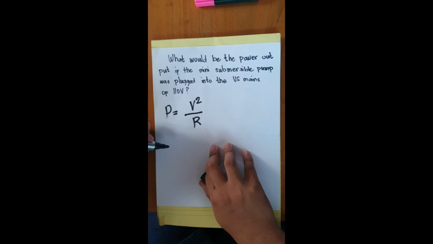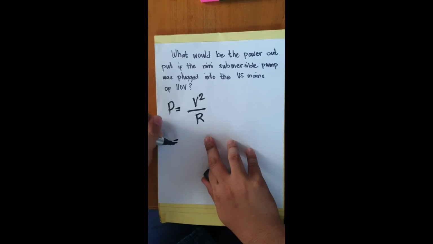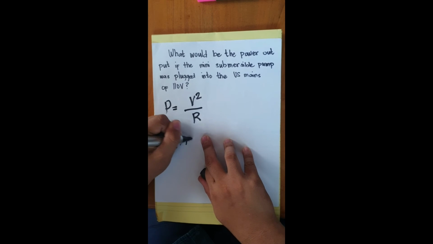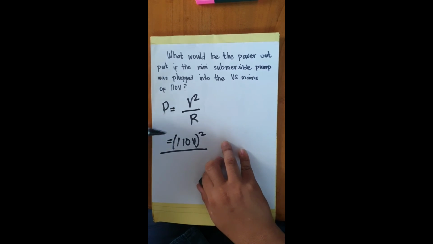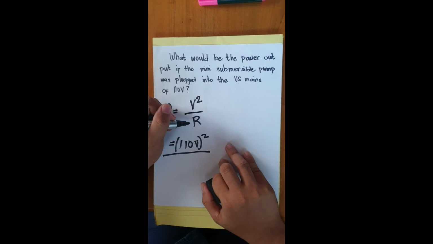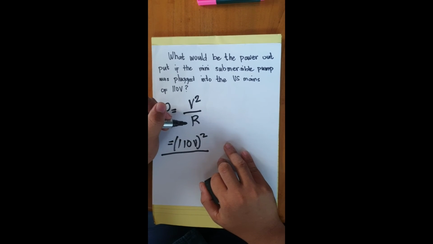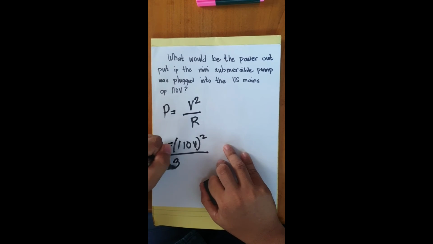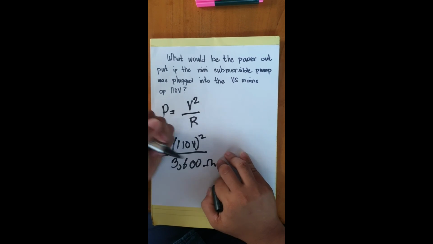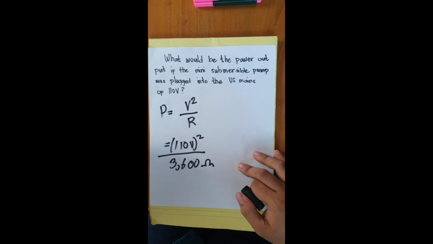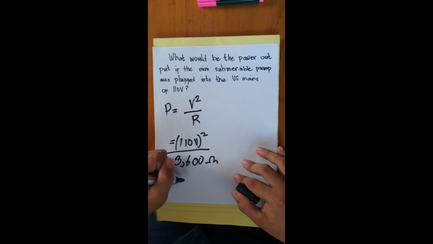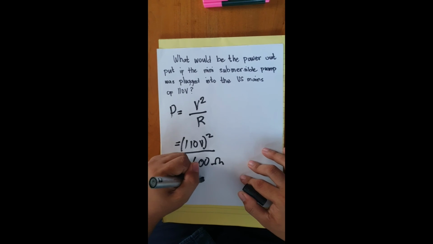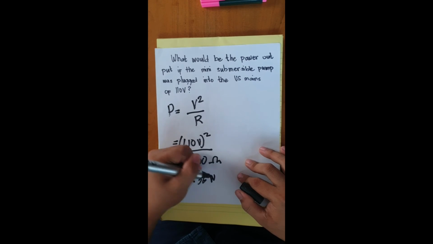The value of our V squared here is the 110 volts squared, and the resistance from our previous example was 3600 ohms. So we are going to have the result of 3.36 watts.